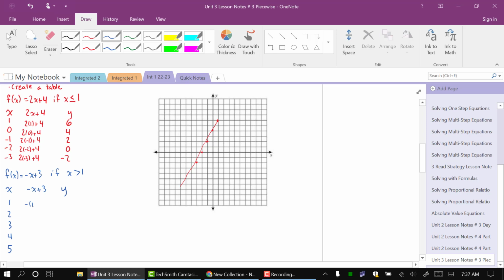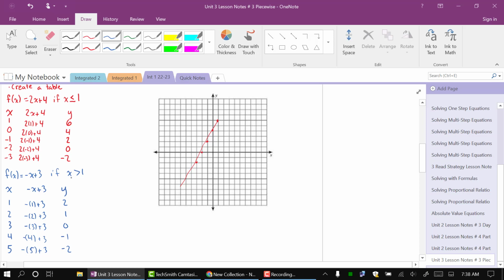The opposite of 1 plus 3 would give you 2. The opposite of 2 plus 3 would give you 1. The opposite of 3 plus 3 would also give you 0. The opposite of 4 plus 3 would give you negative 1. And the opposite of 5 plus 3 would give you negative 2. So let's go ahead and graph this.